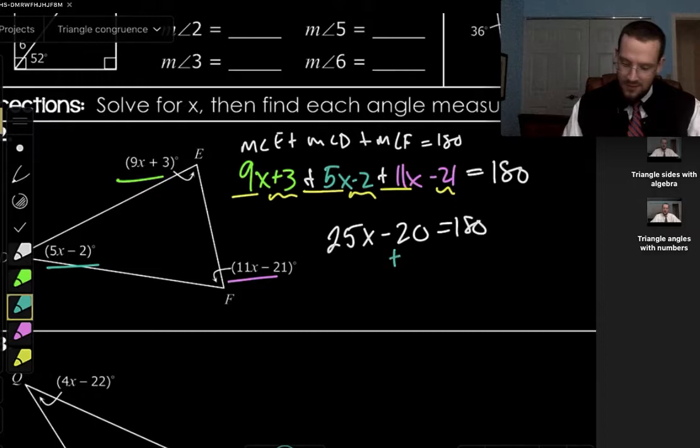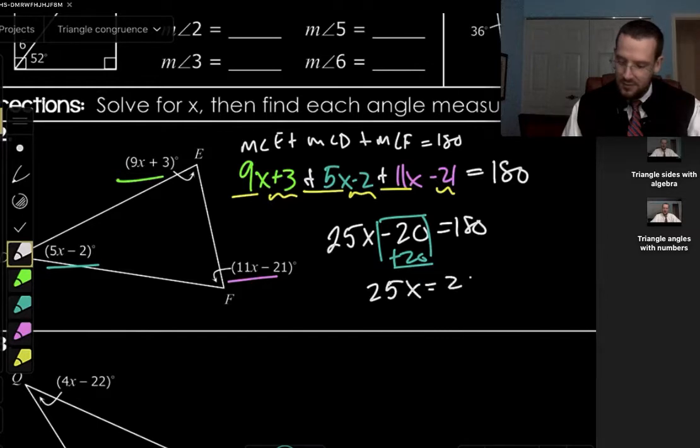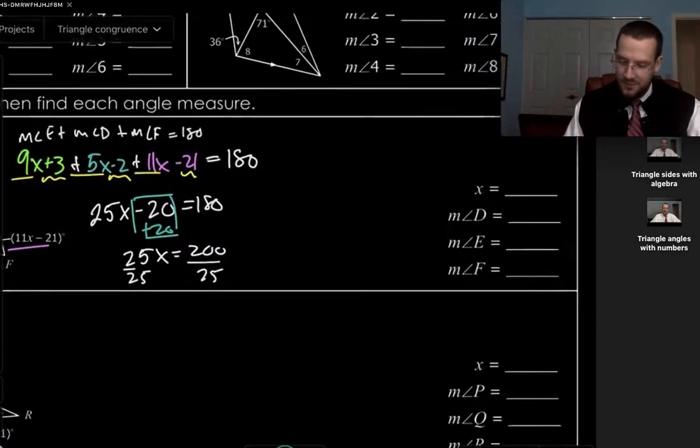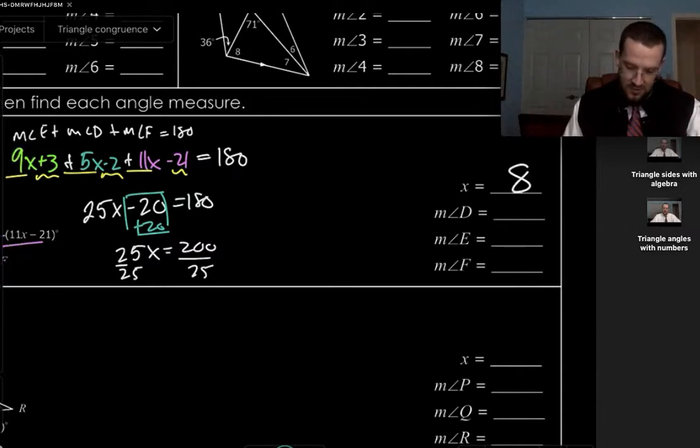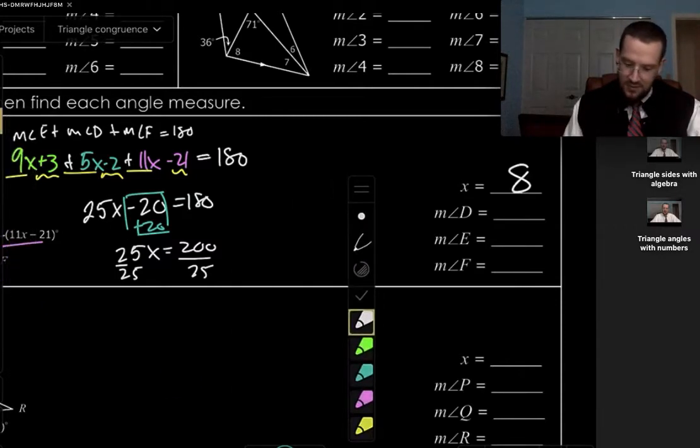And then from here, it's just the easiest problem in the world. Just going to add 20 to both sides. So this is going to be 25x is equal to 200. Divide both sides by 25, and we find x is equal to 8. And so what I'm going to do is take 8 and plug it back into the values.